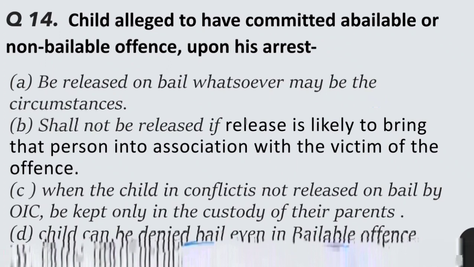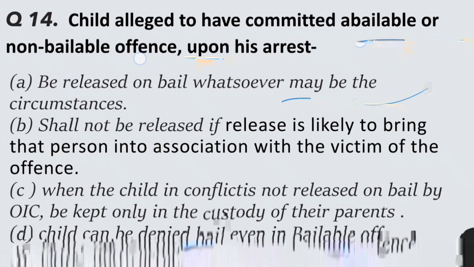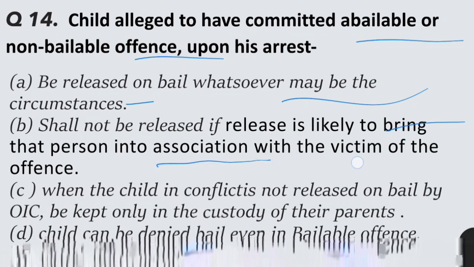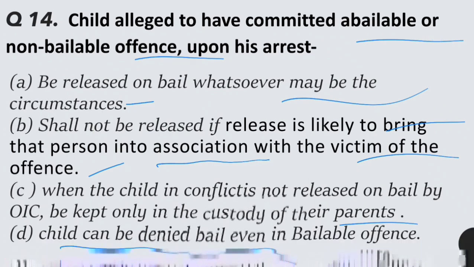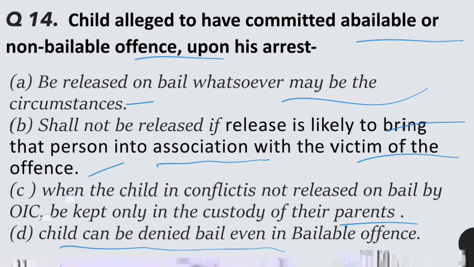Next question: a child alleged to have committed a bailable or non-bailable offence, upon his arrest. Options are: A, be released on bail whatsoever may be the circumstances. B, shall not be released if release is likely to bring that person into association with the victim of the offence. C, when the child in conflict is not released on bail by the OIC, be kept only in the custody of their parents. D, child can be denied bail even in bailable offences. So the correct answer is option D, child can be denied bail even in bailable offences.